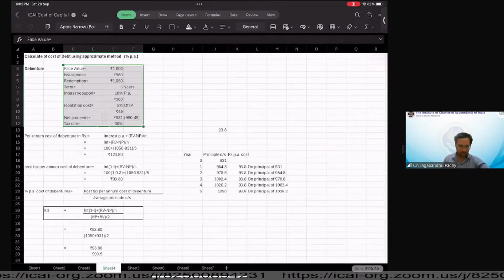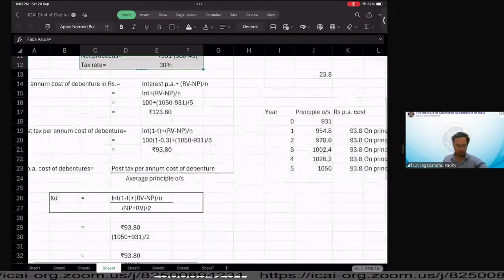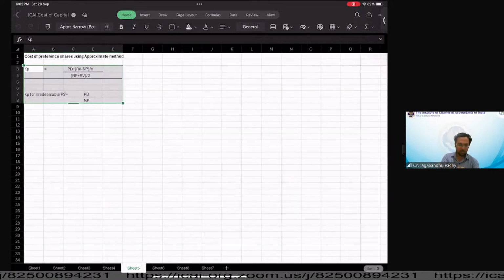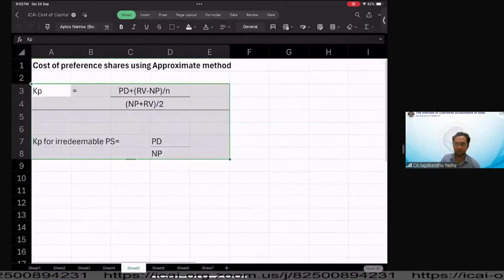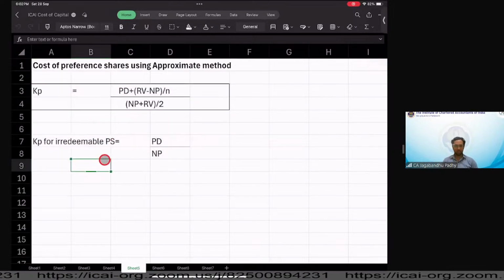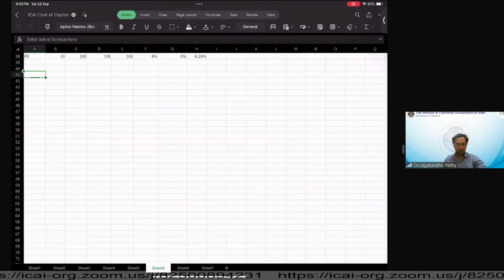So cost of debt, we have stated, is going to be computed as interest into 1 minus T plus redemption value minus net proceeds, the whole divided by N, and then the whole divided by net proceeds plus RV by 2. Similar formula we also had for the cost of preference share. Instead of interest into 1 minus T, we just take the preference dividend.